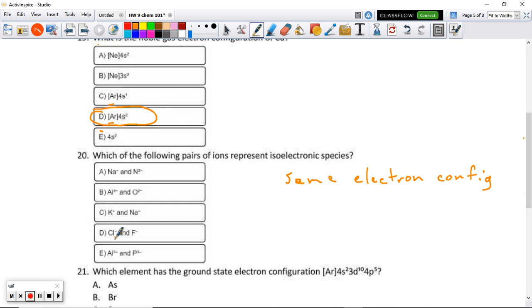All right, so looking at this one, number 20, we have aluminum and oxygen. Aluminum's in the third period, oxygen's in the second period. So if we gain 2 electrons in oxygen, it's going to go to that noble gas. If we lose 3 electrons in aluminum, it's going to go to the noble gas on the line above. All right, so they both look the same.